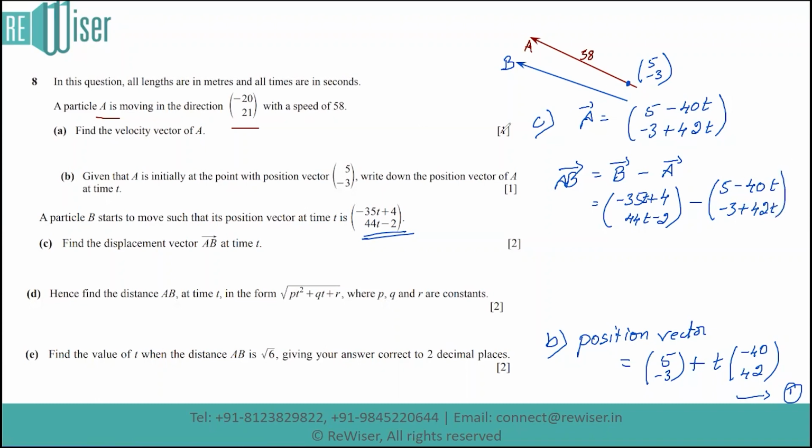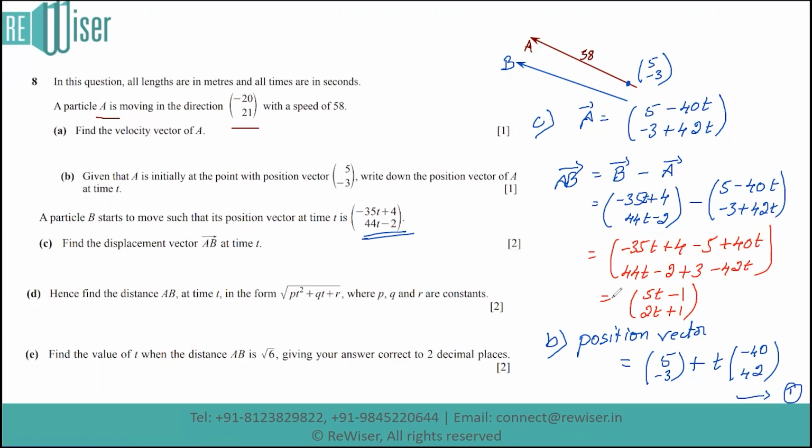We just need to simplify this to get the displacement vector AB. So it's minus 35t plus 4 and minus 5, and the minus you need to multiply, so it becomes minus 5 plus 40t, and 44t minus 2, then plus 3 minus 42t. When I simplify this, I get minus 35t plus 40t, which is 5t, and 4 minus 5, which is minus 1. And 44t minus 42t is just 2t, and minus 2 plus 3 is positive 1. This is the right answer for part C.